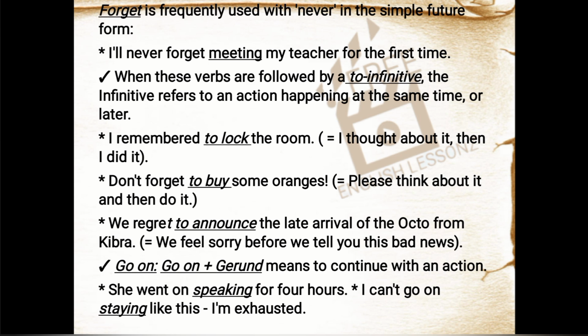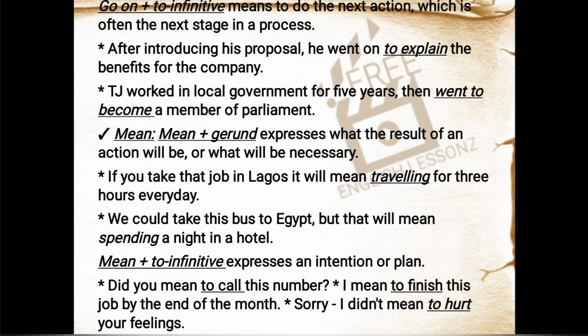Go on plus gerund means to continue with an action. She went on speaking for 4 hours. I can't go on staying like this, I'm exhausted. Go on plus to infinitive means to do the next action, which is often the next stage in a process. After introducing his proposal, he went on to explain the benefits for the company. TJ worked in local government for 5 years, then went on to become a member of parliament.